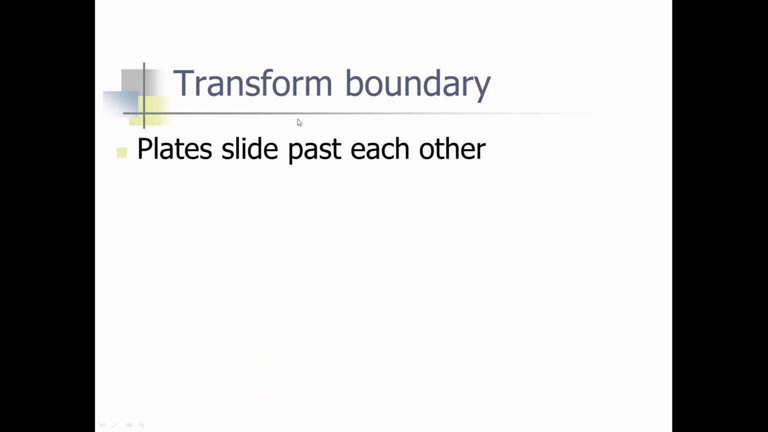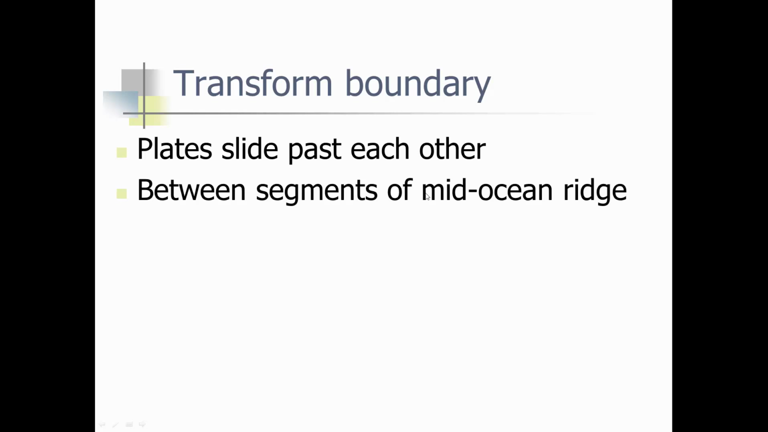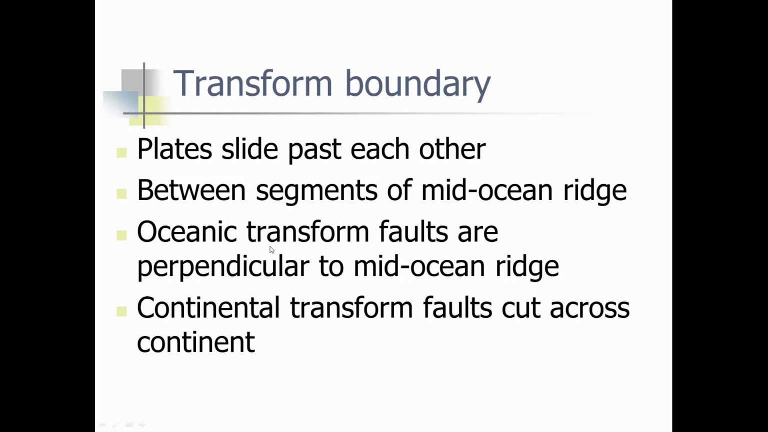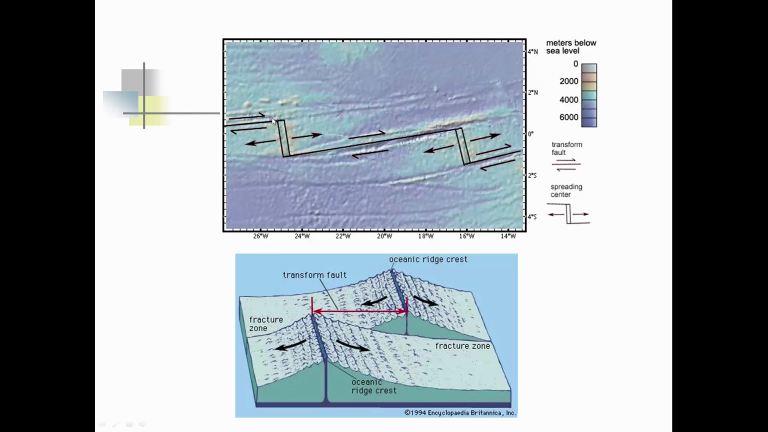The last plate margin we have to talk about is the transform fault, and these are when plates move past each other between segments of the mid-ocean ridge. Oceanic transform faults are perpendicular to the mid-ocean ridge, and continental transform faults cut across continents. So if you take a look, here's the mid-ocean ridge, the divergent boundary. There's another part of the divergent boundary, and the reason it's broken off is that if you ever try to break an egg, it does not break on a nice smooth surface. Breaking a spherical object gives you this zigzag pattern, and if you were going to move those eggs around, you'd get these divergent areas, and you'd also get these transforms.